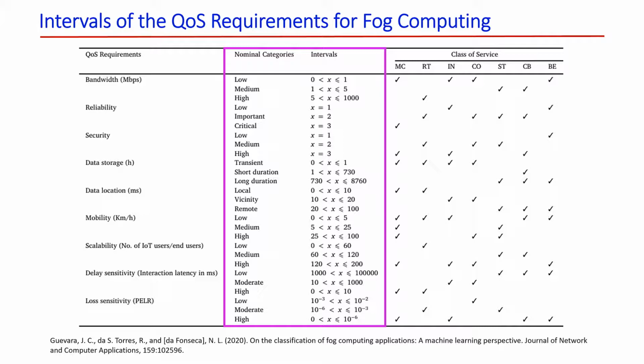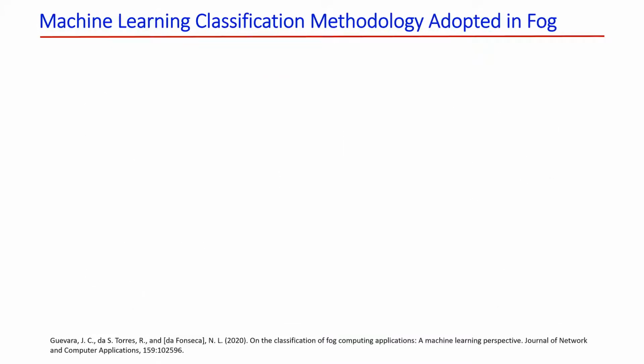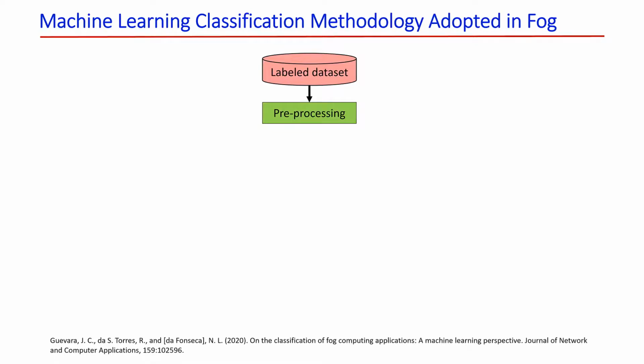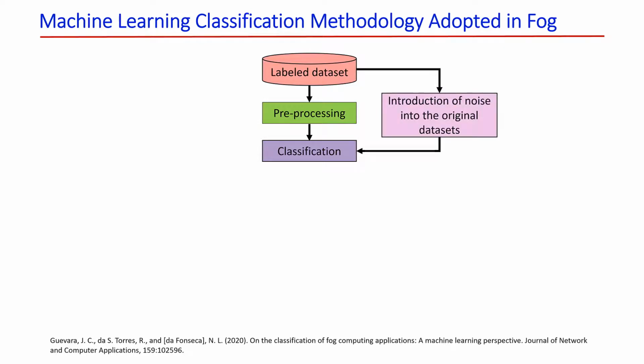After defining the classes of service, a methodology for choosing and evaluating classifiers for fog computing applications was proposed. The first step is the creation of a labeled dataset containing quality of service attributes of fog applications, which can be either real or synthetic. After that, the values of the different quality of service attributes should be preprocessed. Classification techniques based on machine learning can then be applied. To check the robustness of a classifier, a copy of the original dataset should be contaminated by the introduction of noise at different levels.